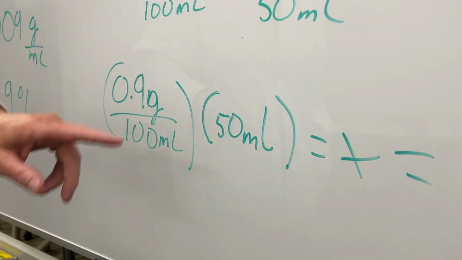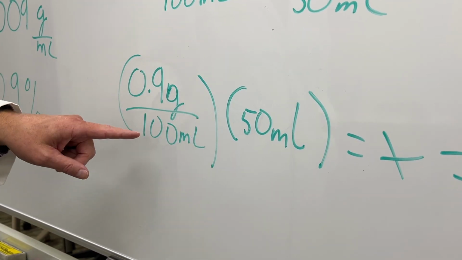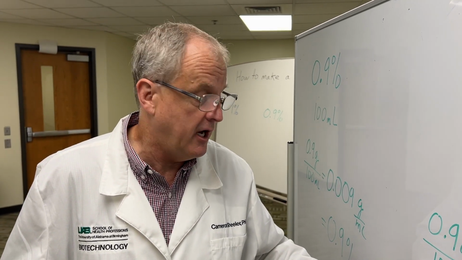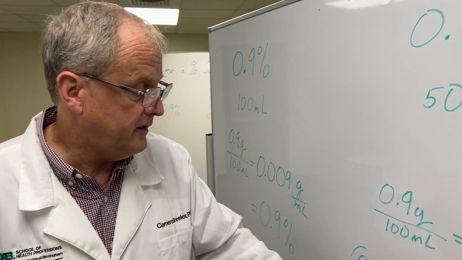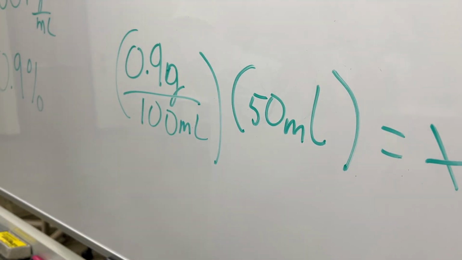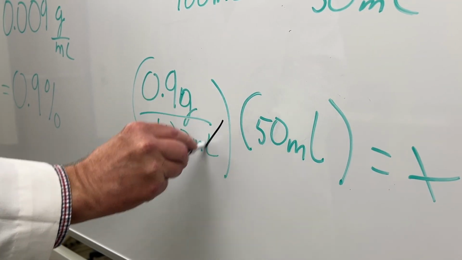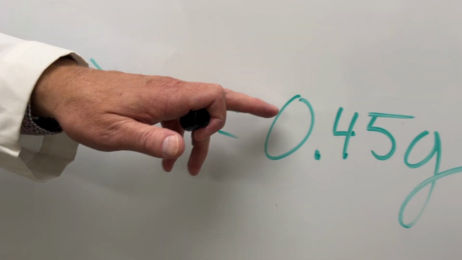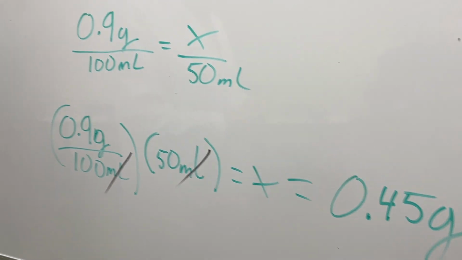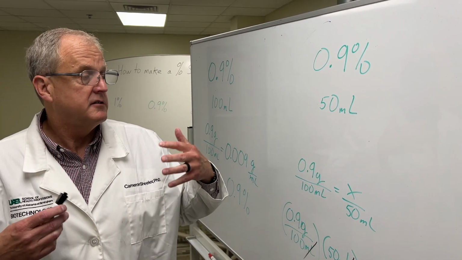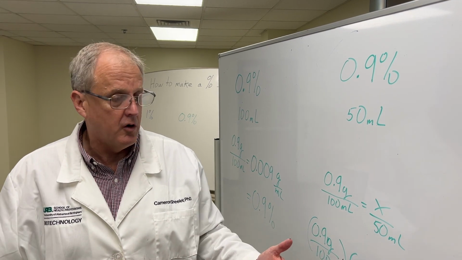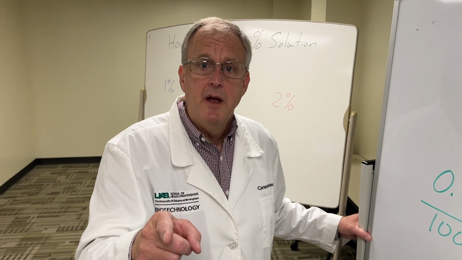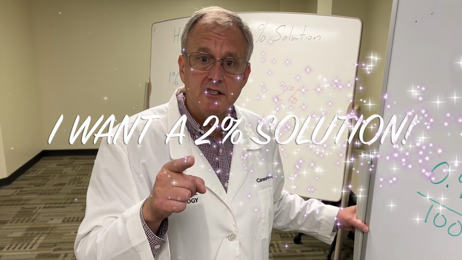So, solve for X, rearrange: 0.9 grams divided by 100 mils. Again, this could be our buffer, like TAE buffer to make a gel, or it could just be water. Then we multiply it by 50 mils. Look at milliliters, they cancel out. We are left with grams. Solve for X gives us 0.45 grams. So just take 0.45 grams and dissolve it into 50 mils of your buffer or water, and it'll give you a 0.9% solution.